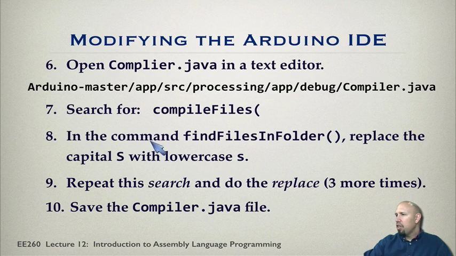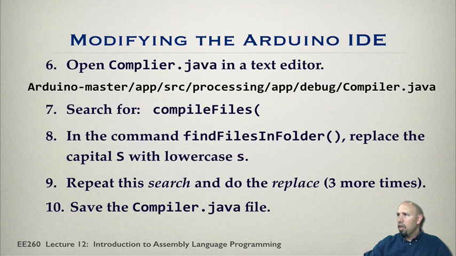You'll actually need to repeat this 4 times altogether. So in this compiler.java file, we'll need to make this replacement 4 times and then save that file. In this case, it already assumed that you could use capital S files, but we need to change it so that it uses lowercase, again according to the GCC convention.